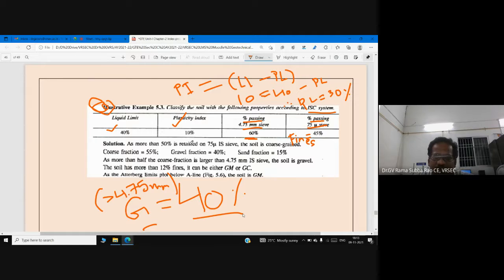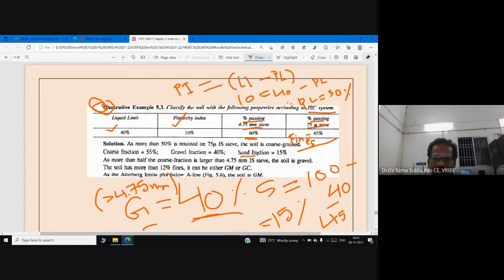Now let me discuss the percentage passing 75 micron. It is 45%, that is, fines are 45%. Gravel is 40. One can easily guess the sand content now: 100 minus gravel fraction 40, minus fines 45. So 100 minus 85, which is equal to 15. So the sand fraction is 15%.